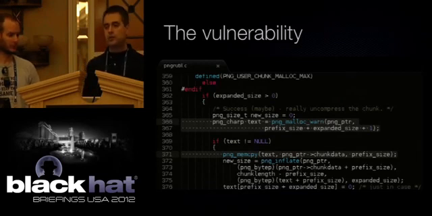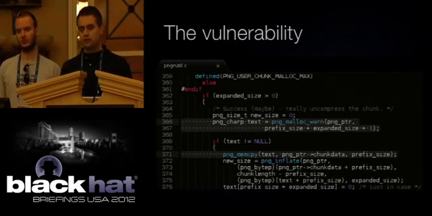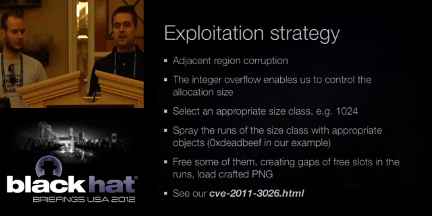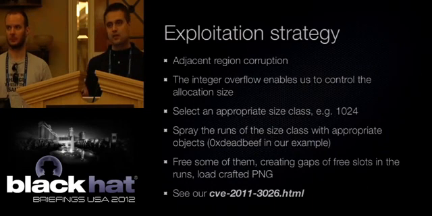Okay, so how do we exploit this? You can also use metadata corruption, but you will see it's much easier to do adjacent region corruption in this case. So basically the integer overflow, as I have already showed you, allows us to control the size of the allocation.